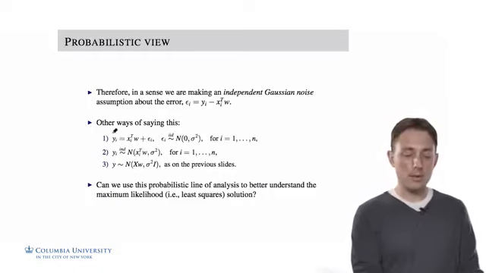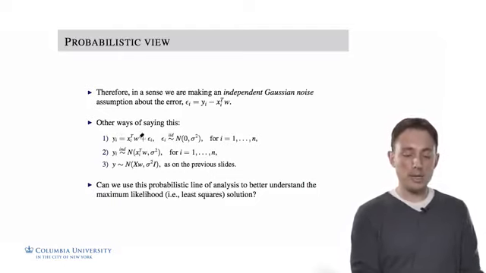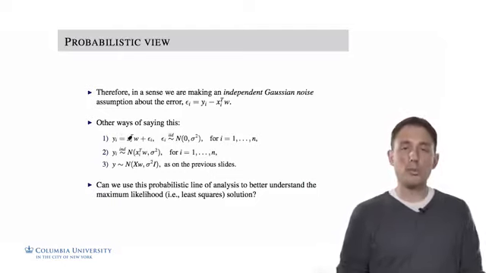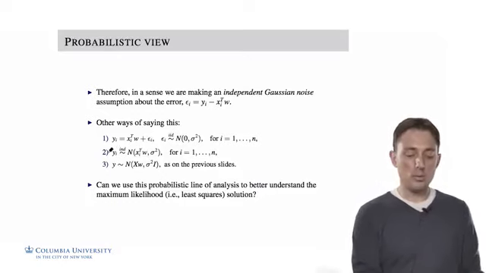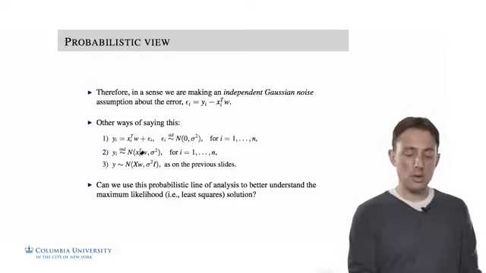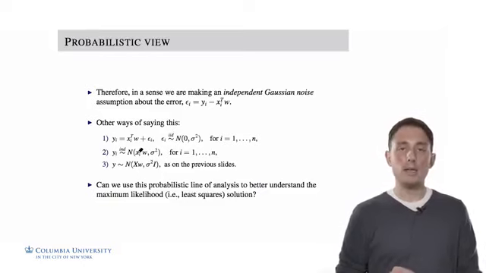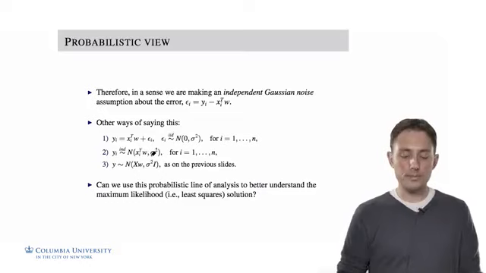And so we can say that we're effectively modeling our output as being equal to the dot product of the input with the weight vector W plus this IID Gaussian noise. Another way we can say this is that we're modeling our outputs as independent Gaussian random variables, where the mean is equal to the dot product between the input xi and the coefficient vector W, and the variance is sigma squared for each of the observations.